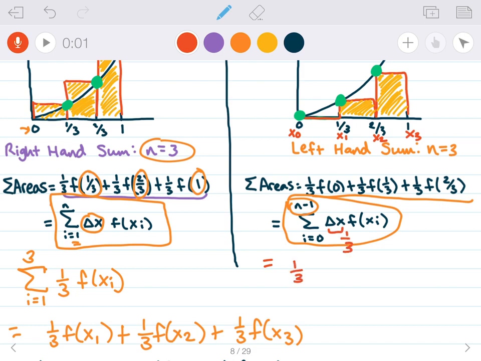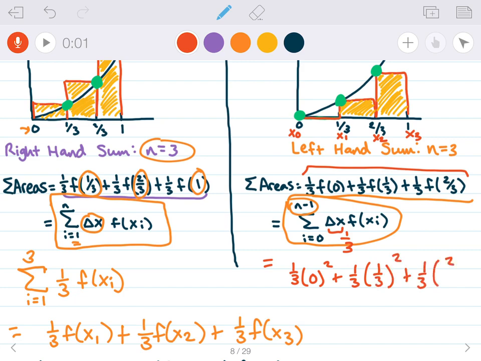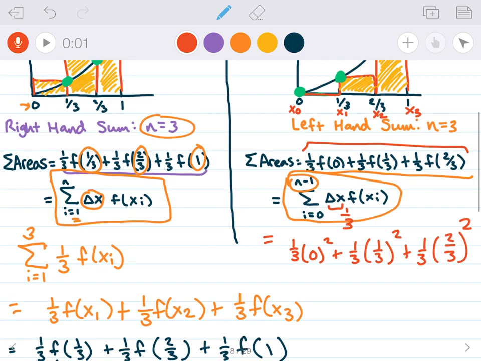That's the length of our rectangles. So we have a third times f of 0. Well, I wrote it up here, actually. So that is what the summation notation is written out. And we can compute this. So let's go ahead and do it. We have a third times 0 squared plus a third times a third squared plus a third times 2/3 squared. And let's see what that gives us. So this is going to be 5 over 27.